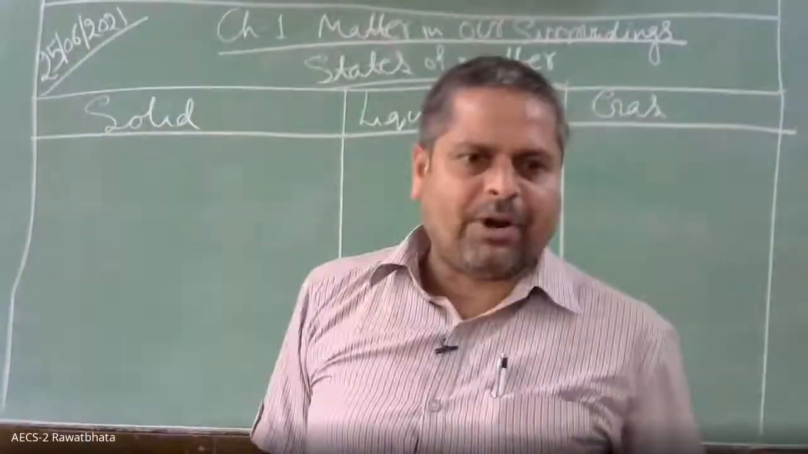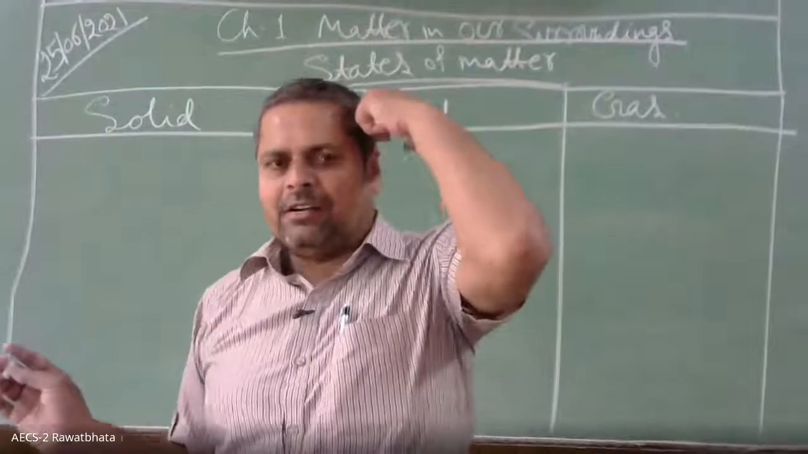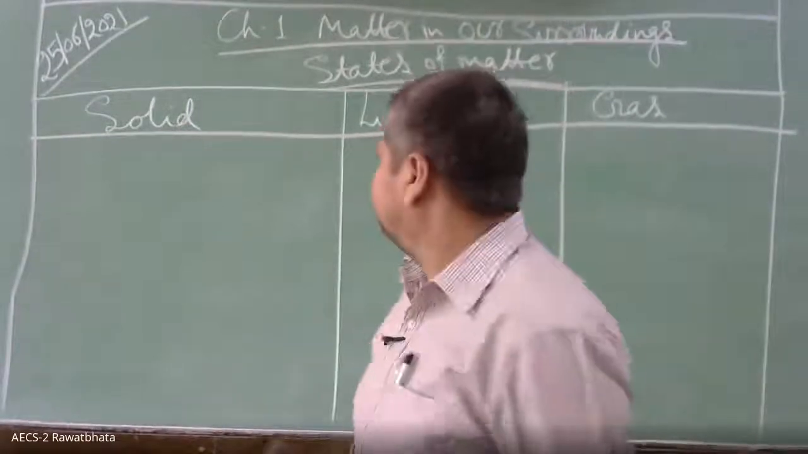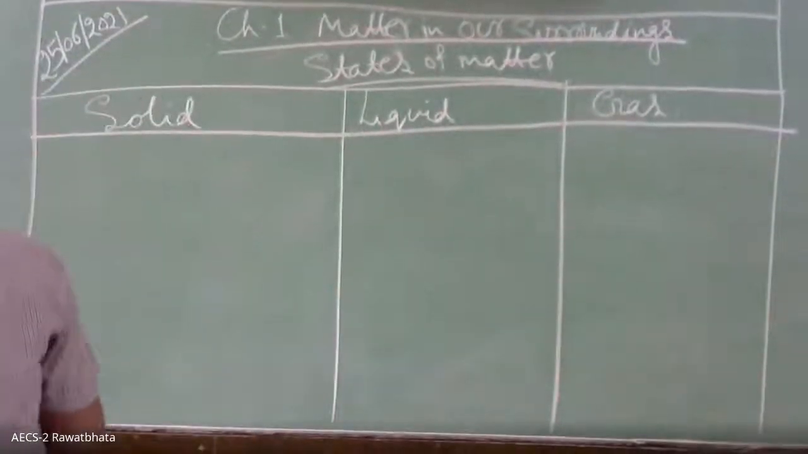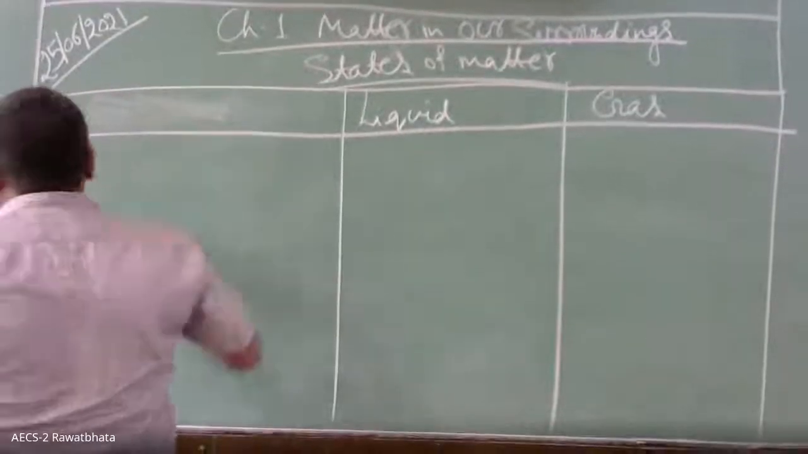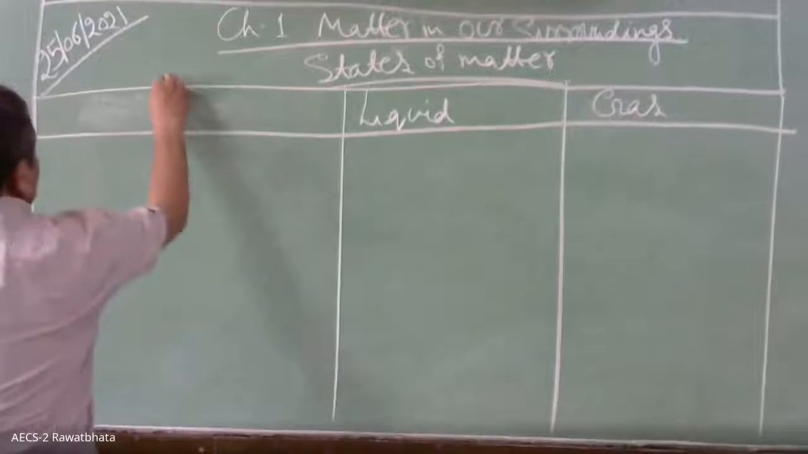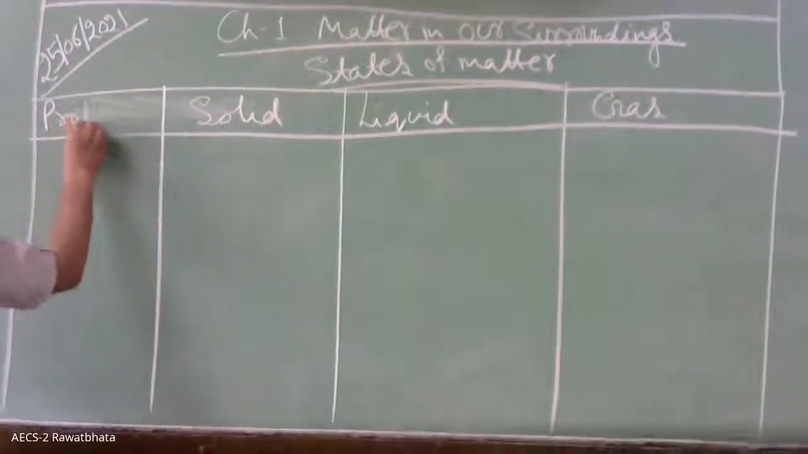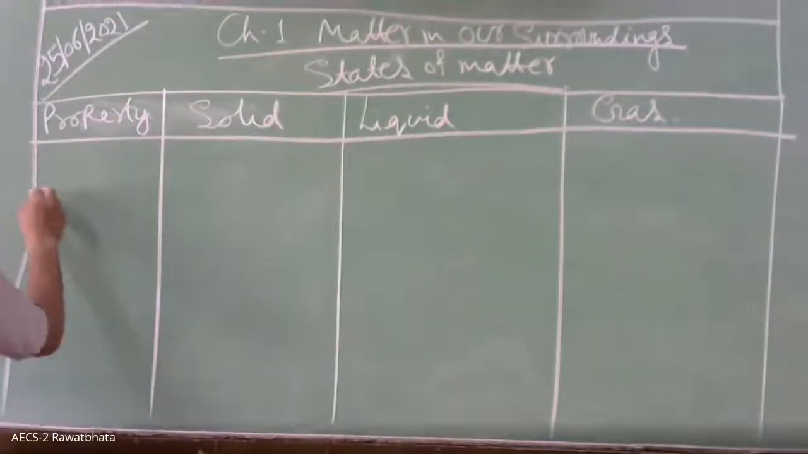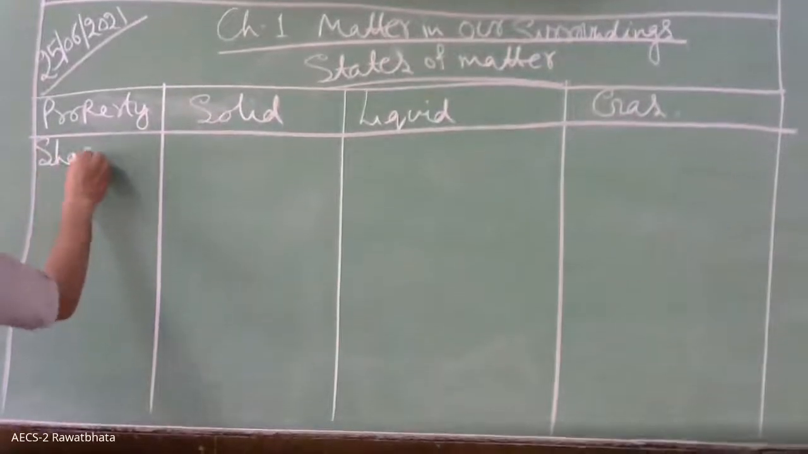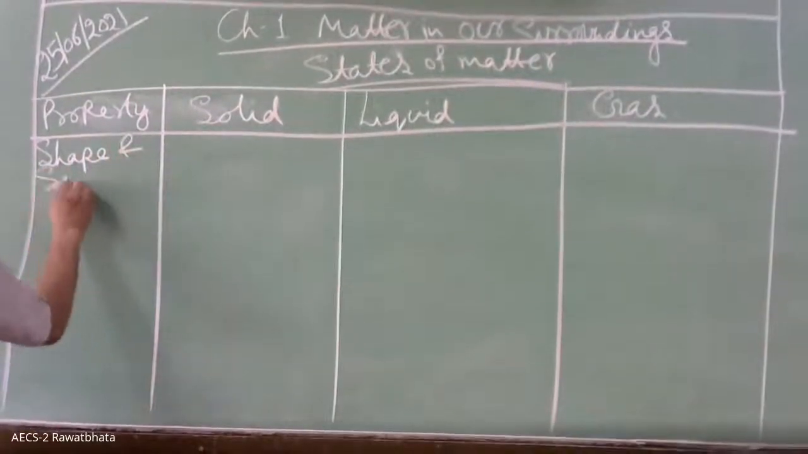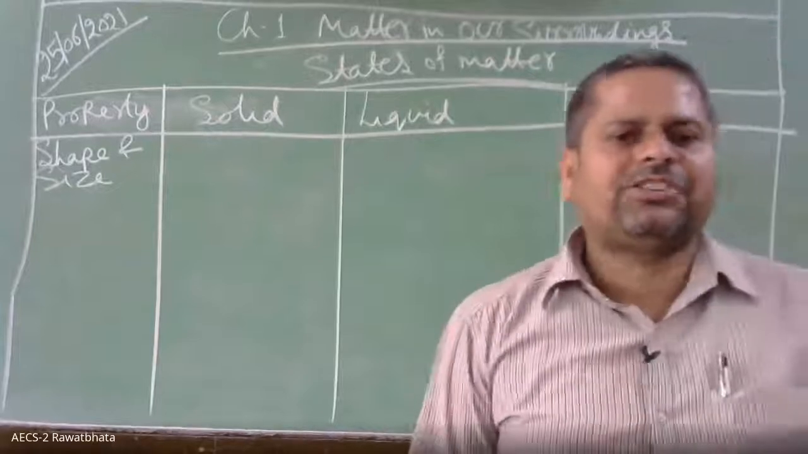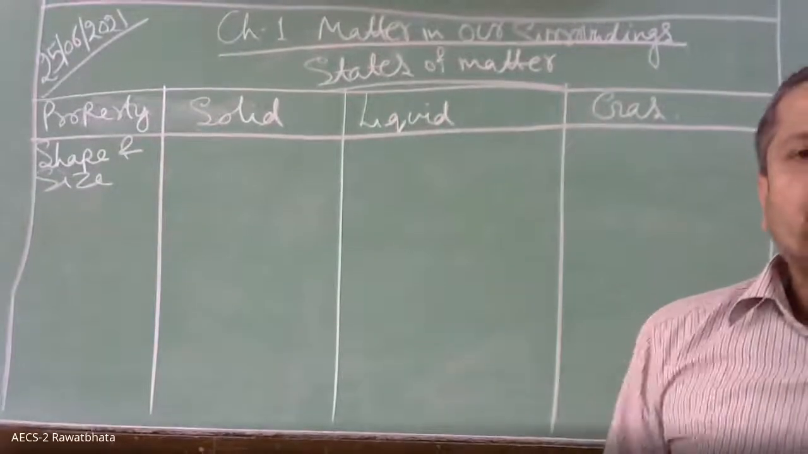Now we will see one by one the property and differences between that property among the solid, liquid, and gas. Okay. So we will write here property and then write down the differences between these three states of matter. Solid. Property. Shape and size. What do you say about the shape and size of solid?